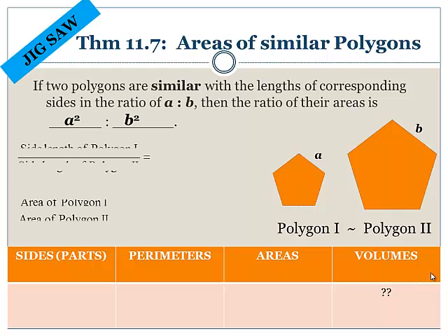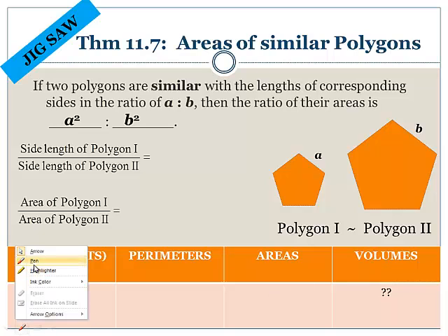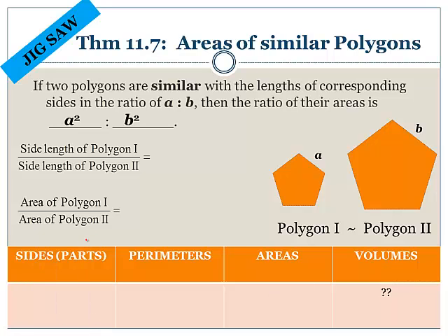So the side length of polygon 1 to the side length of polygon 2 would just be, because it's a corresponding side length, a to b. For the areas, you don't have to actually figure out the areas and do a ratio. All you have to do is take this amount here and square the top and square the bottom. So it'd just be a squared to b squared. And remember, the corresponding side parts are going to be a to b.